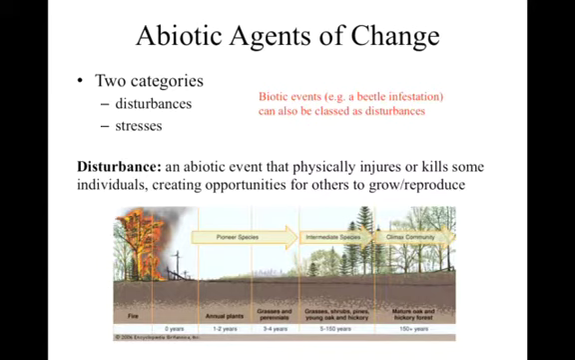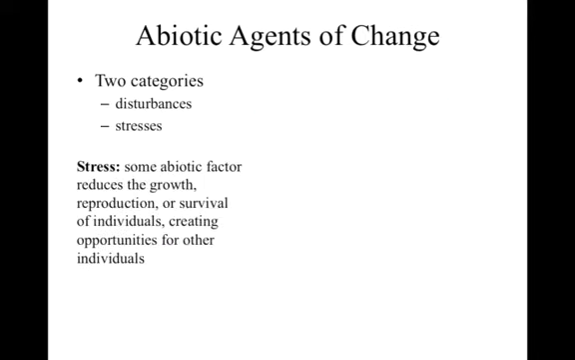So with biotic events, these can also be classified as disturbances. If the bark beetles actively kill the trees, they actively kill some of the types of animals or plants that live in that forest, that is a disturbance.